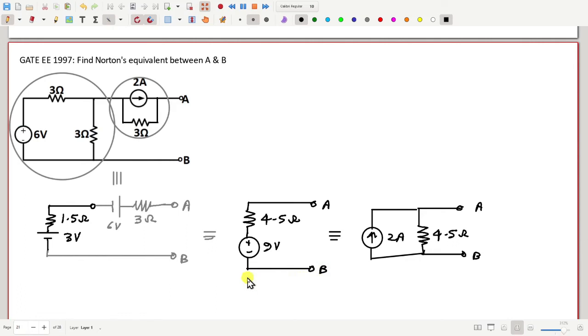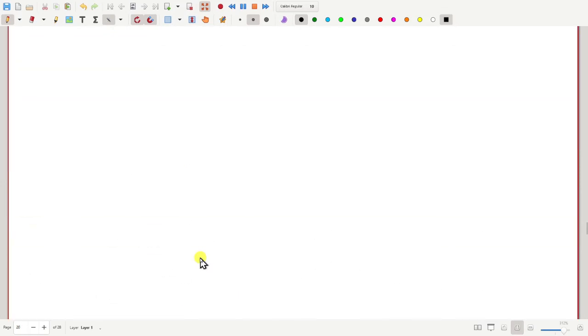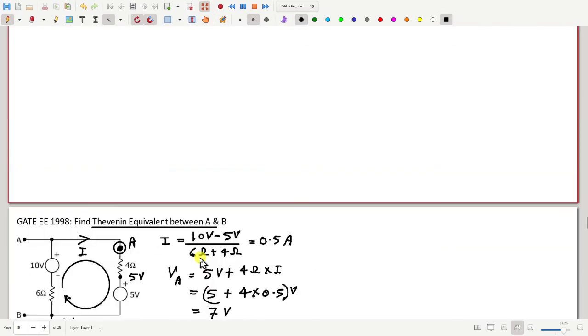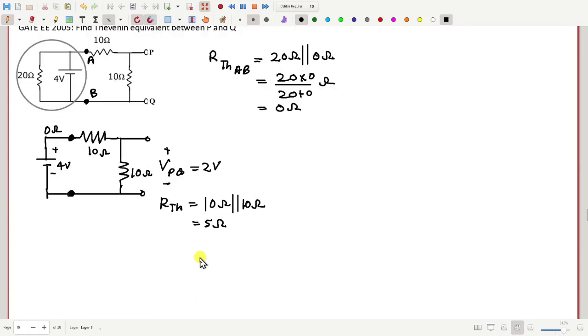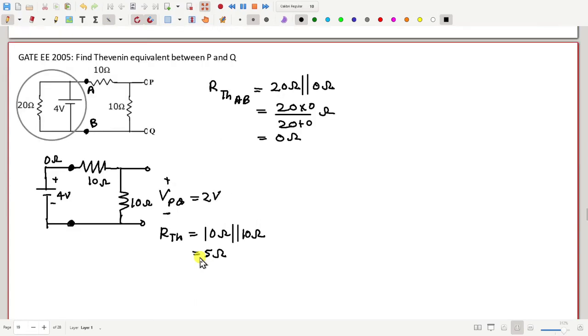Sir, can you show the earlier question, where you took a zero resistance and did this parallel one? I was getting confused. Yes, this question. Okay, sir. I got it. Okay, fine.